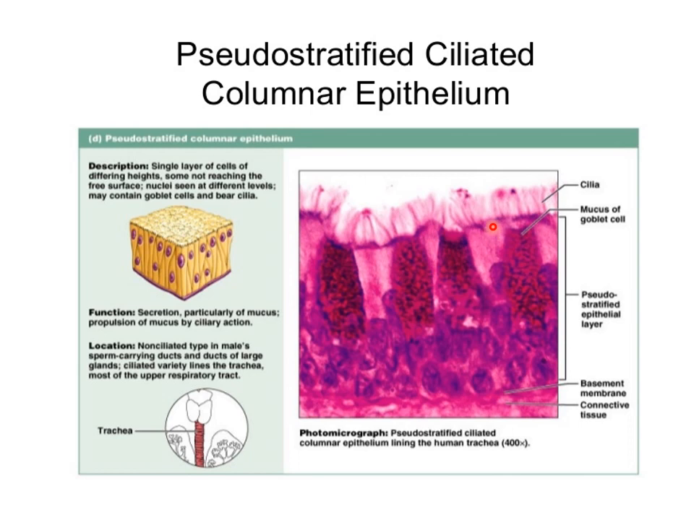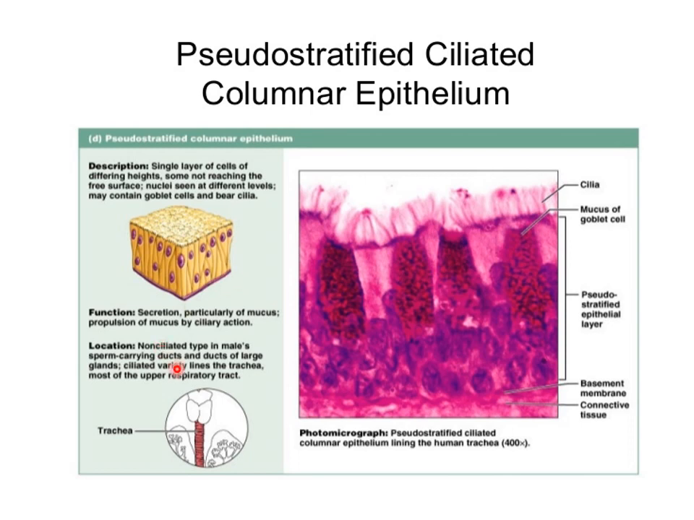Now, the pseudostratified ciliated columnar epithelium is a special type of epithelium in which all the cells rest on the single basement membrane, but all the cells do not reach the apical surface. So it gives a false appearance of being stratified. Actually, it consists of a single layer, and the level of the nuclei is different, so therefore it gives a false appearance of being stratified.